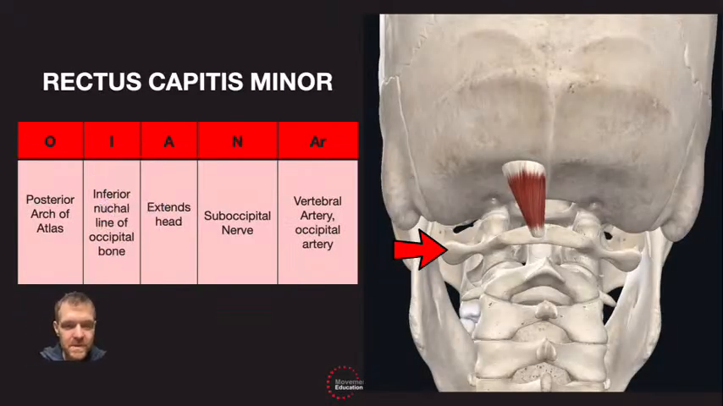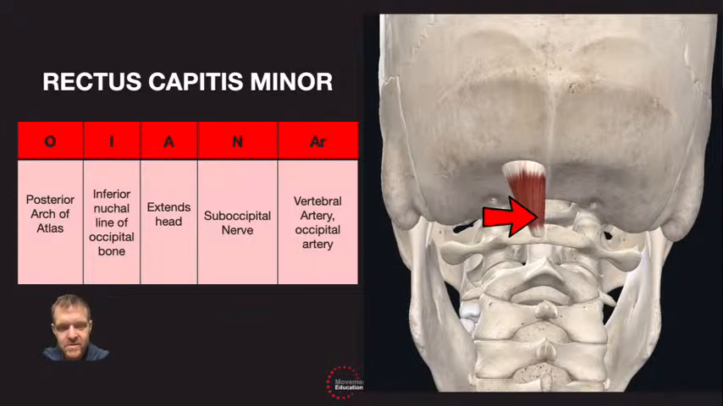So your suboccipitals, there are several of them. There's quite a few. On some courses I've been on, people say you can feel the rectus capitis minor, you can feel the rectus capitis major, and whatever.